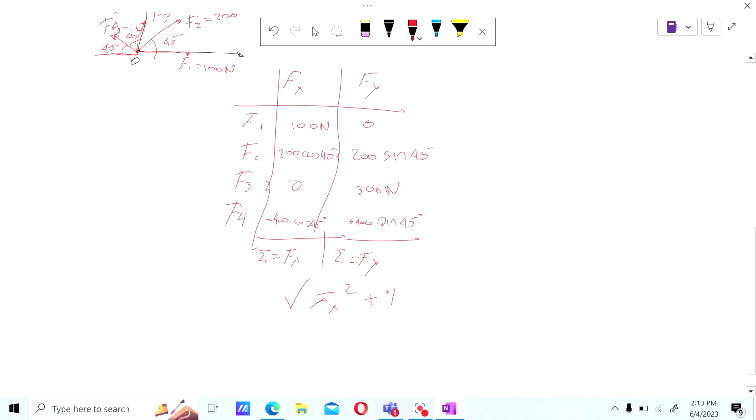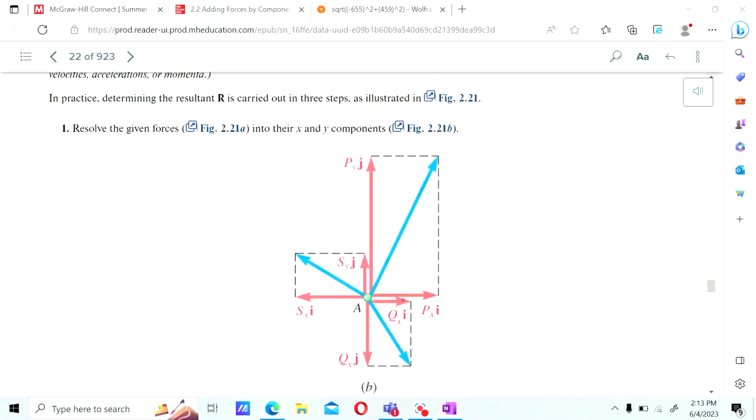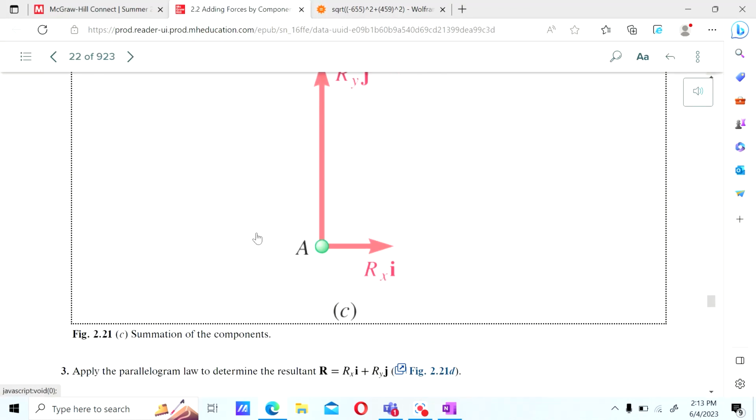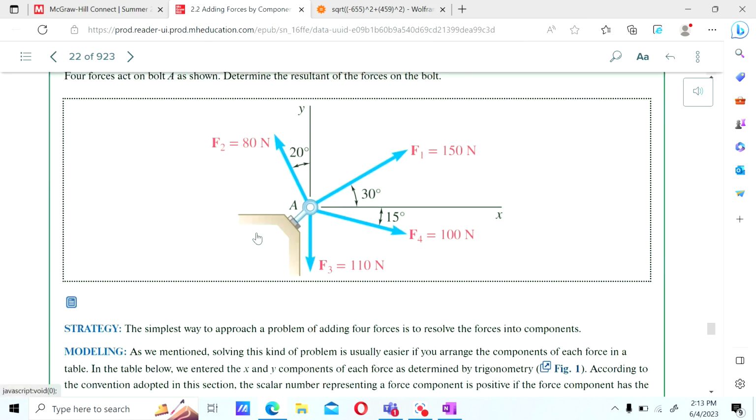We've done this before. It's always plus because it's the Pythagoras theorem. So this is the resultant over the total force: Fx squared plus Fy squared. All right, like so. Yeah, they're showing you very well. So this is the same. This right here will be 0 in x and negative 110 in y.